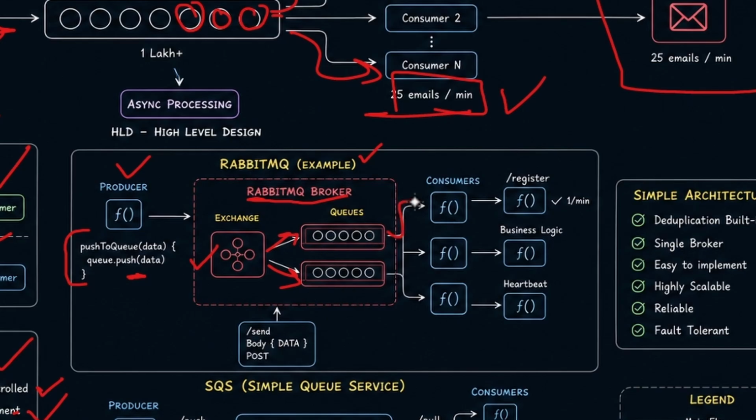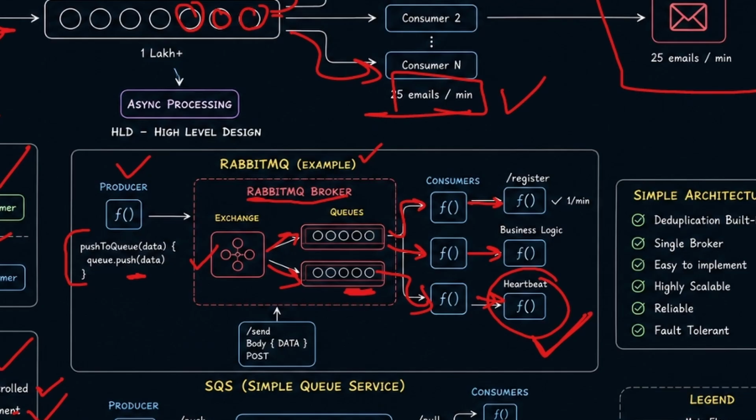After that, from one queue you are going to have different consumers. These consumers could be, let's say, register, business logic, and a heartbeat. Heartbeat means checking whether my application is running or not. We can also check that with the help of this queue. And let's say your queue service is dead for some reason. For that purpose you also need to maintain something, and a DLQ is nothing but a dead letter queue, not dead lock, dead letter.